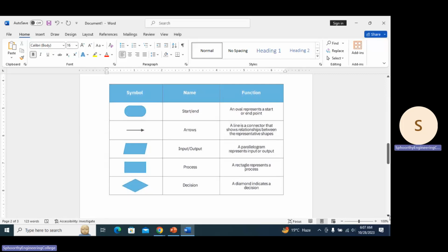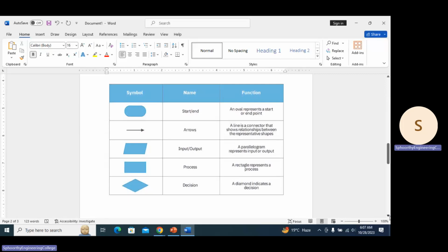Similarly, arrows are used to connect the various components of the flowchart. It's a connector. Then this parallelogram symbol is used to represent input as well as output. Whenever you are taking some input from the user, you represent it using a parallelogram, and whenever you are printing some output or giving some output to the user, again it is represented using a parallelogram. So the parallelogram has double functionality: both for input as well as output we use the same symbol.